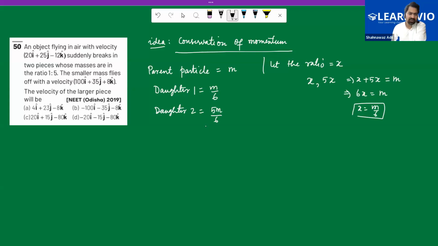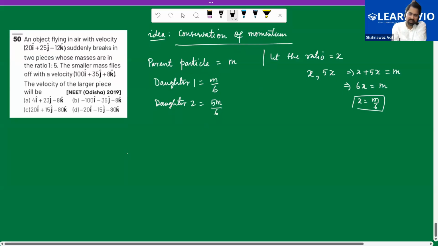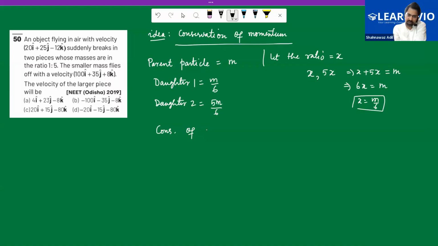The smaller mass flies with a velocity, and this is the velocity of the larger piece. So this is what we have. So we know conservation of momentum, and what does it say? P initial vector would be equal to P final vector. So what is the initial momentum? That is m and v, or let's write it as u.